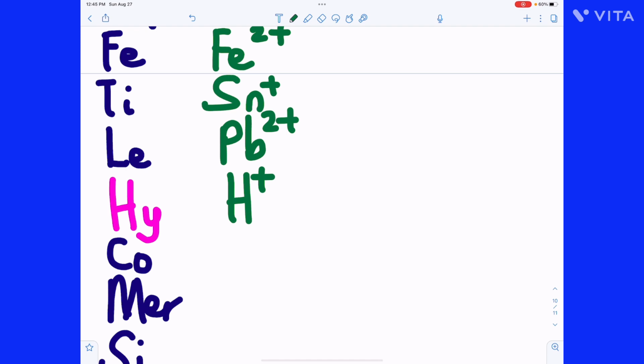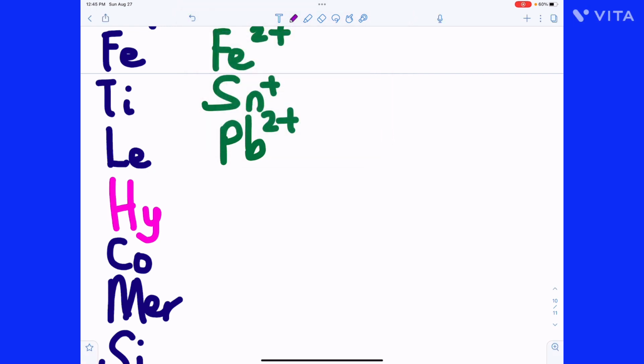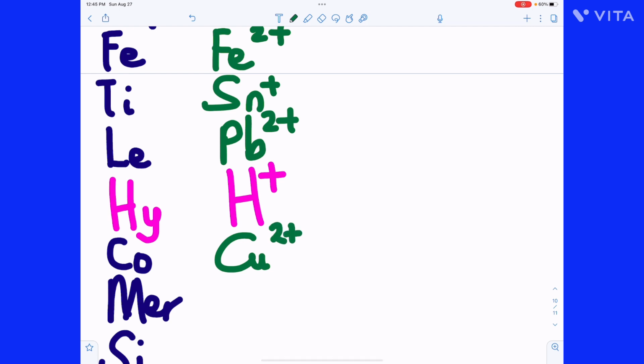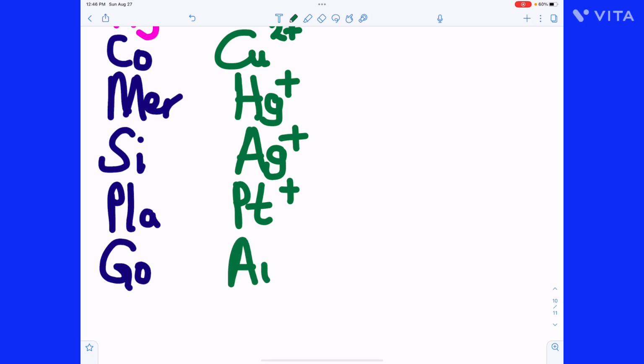Hydrogen, H plus. Let me change the color of hydrogen and be consistent with it. Hydrogen, H plus. Then Cu2 plus, that's copper. Mercury, Hg plus. Silver, Ag plus. Platinum, Pt plus. And gold, Au plus.